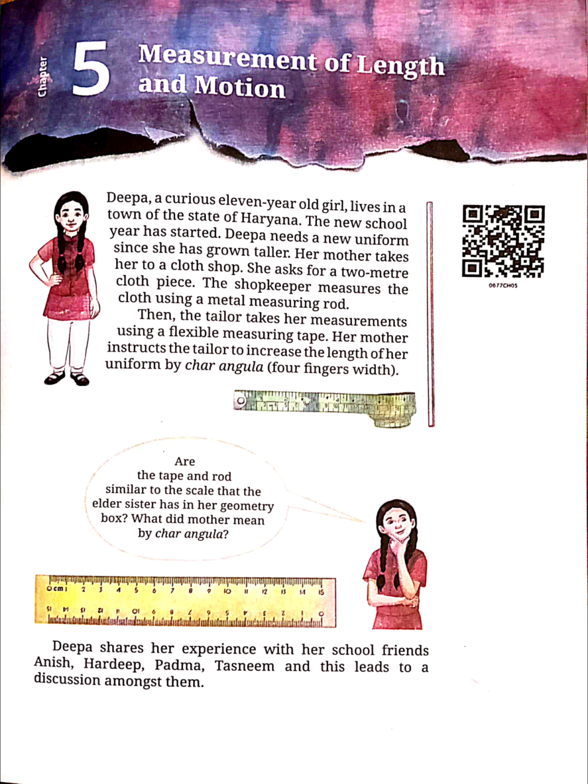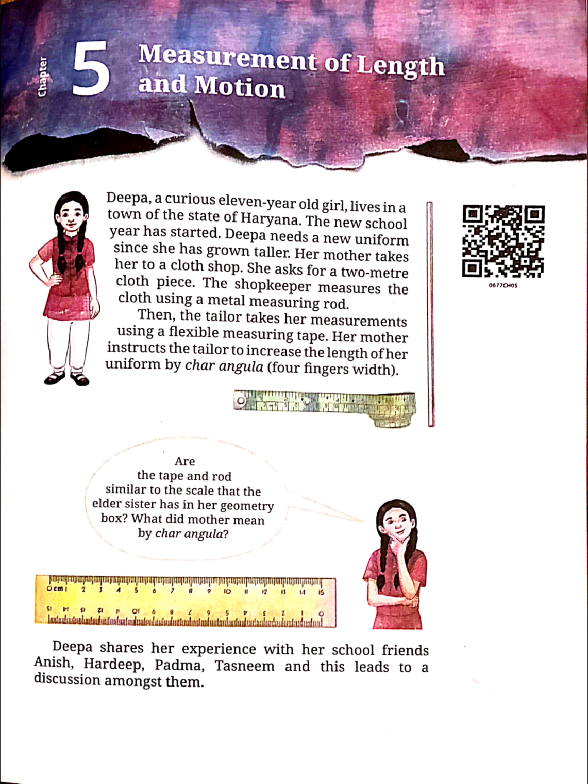The shopkeeper measures the cloth using a metal measuring rod. Then the tailor takes her measurements using a flexible measuring tape. Her mother instructs the tailor to increase the length of her uniform by 4 angla, 4 fingers width. Are the tape and rod similar to the scale that the elder sister has in her geometry box? What did mother mean by char angla?